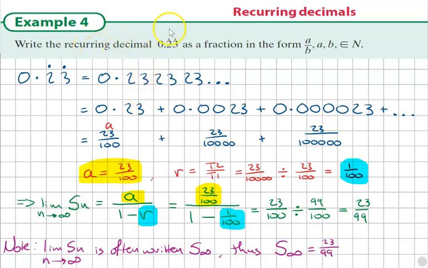So the recurring decimal 0.23 as a fraction can be written in the form of a over b, where a and b are elements of the natural number set. The a is 23 and the b is 99. So 0.23 recurring rounds off to 23 over 99. So it gets closer and closer and closer to 23 over 99.